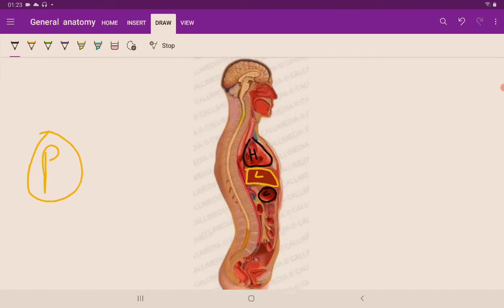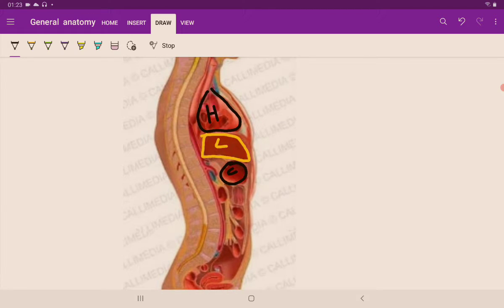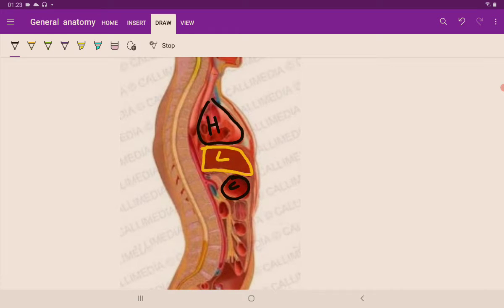See here guys, I have drawn here, the yellow one is the liver, the upper black one is the heart, and the lower black one is the transverse colon. How we say it in anatomy: the heart is superior to the liver, liver is superior to the colon, colon is inferior to the liver, colon is inferior to the heart. That is how we say.